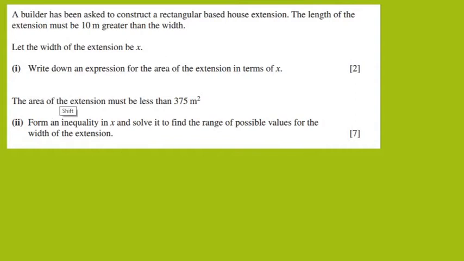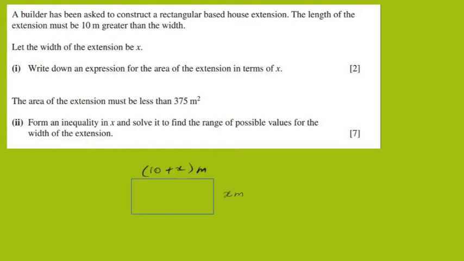The area of the extension must be less than 375 meters squared. Part 2. Form an inequality in x and solve it to find the range of possible values for the width of the extension. Now, what we will do is draw a diagram to show what is happening in the question.